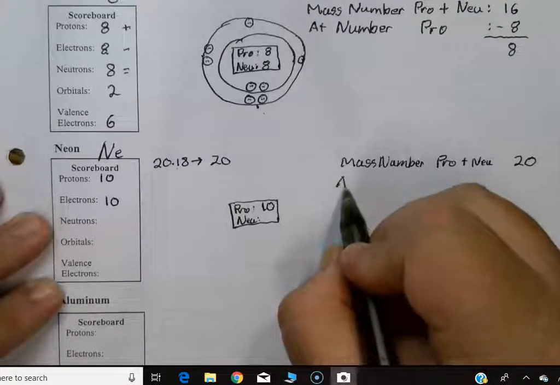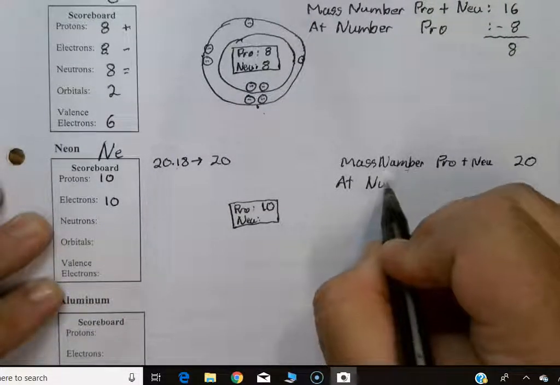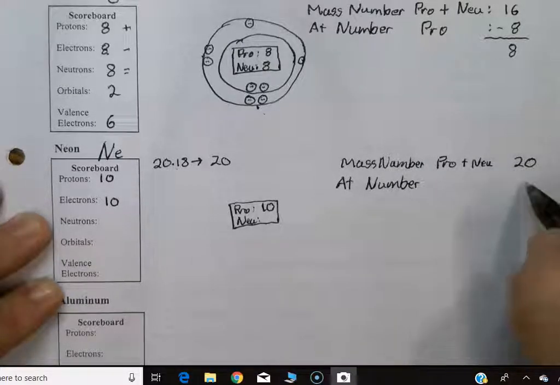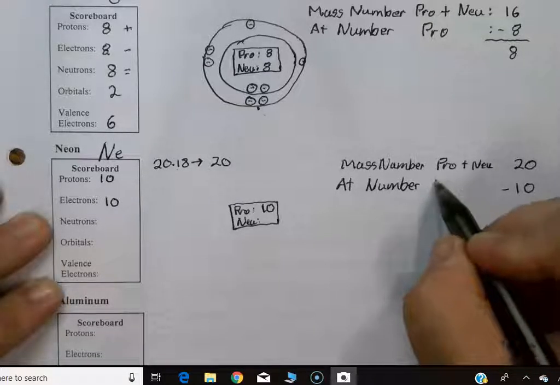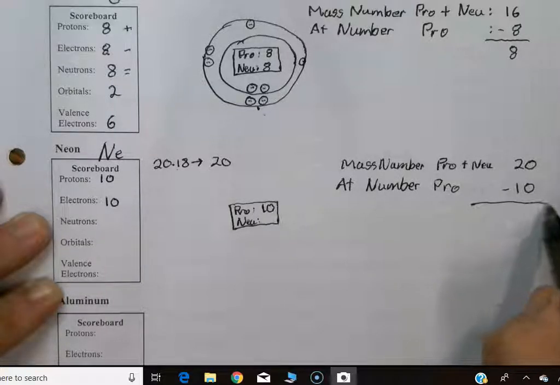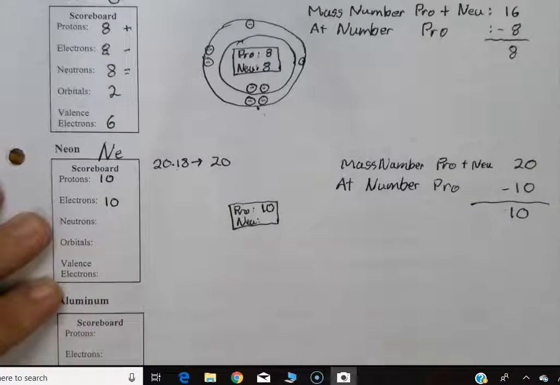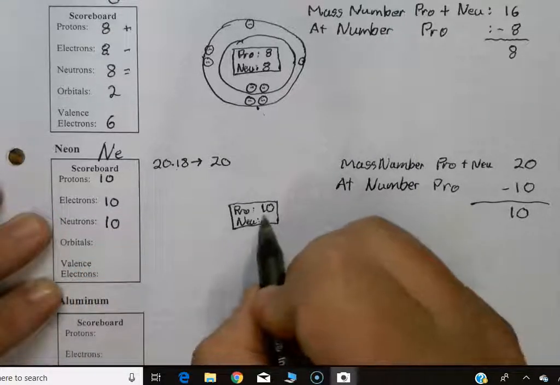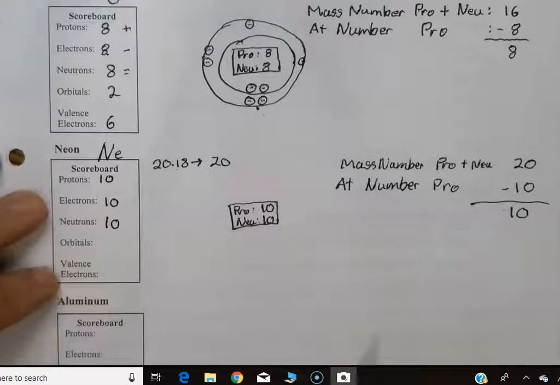Okay, now we want the atomic number. That is the 10 that's at the top, so we're going to put a 10 there. That's the number of protons. So if we take the protons and neutrons and subtract out the protons, we're left with only the number of neutrons. And that is 10. So we're going to go ahead and put that in the scoreboard, and put that in the nucleus. And we've taken care of the 3 subatomic particles there.